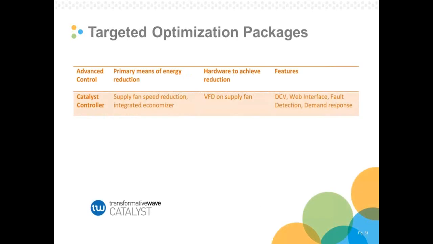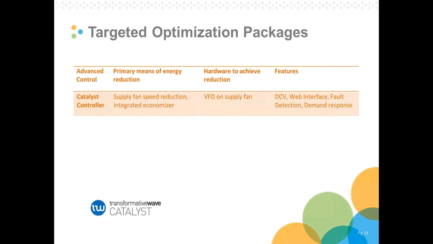So the last optimization package that we looked at was the Catalyst controller from Transformative Wave. This was an optimization package that was added a little late in our process, but we were able to fit it into some of our test sites.